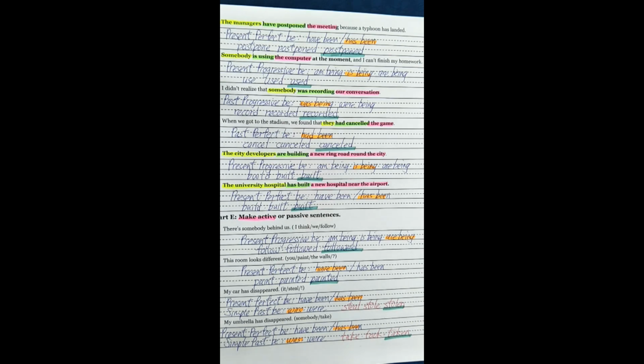Number 5. When we got to the stadium, we found that they had canceled the game. Subject, they. Verb, had canceled. Object, the game. Had canceled is past perfect. Past perfect be verb: had been. Verb: cancel, canceled, canceled.